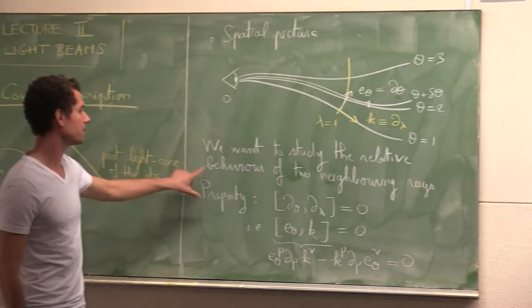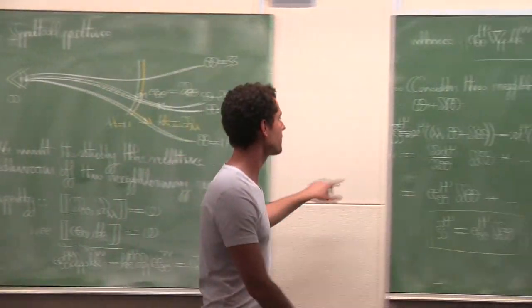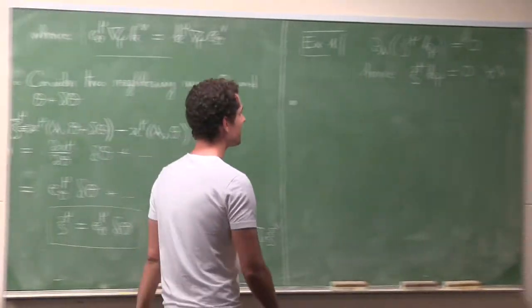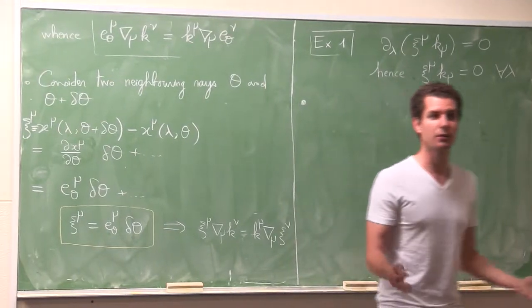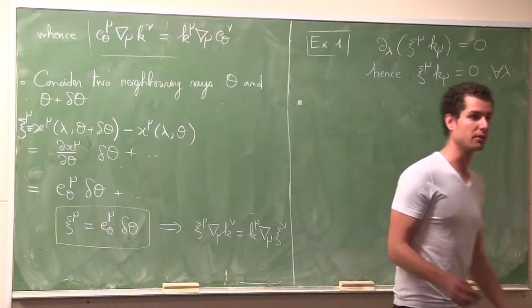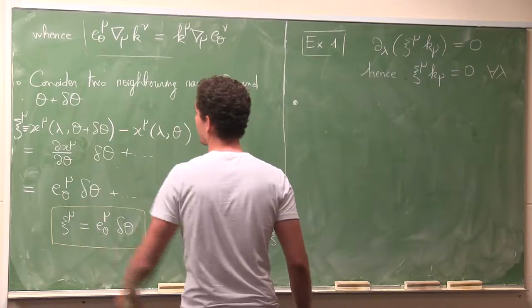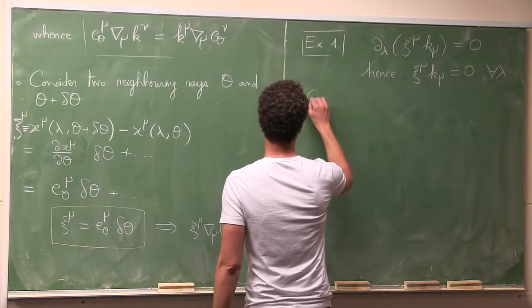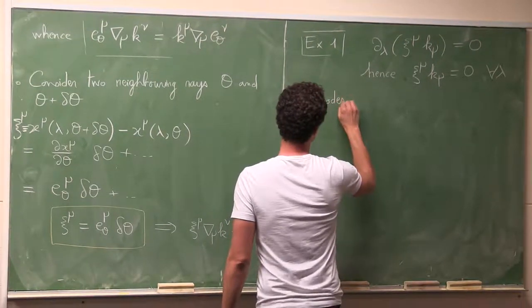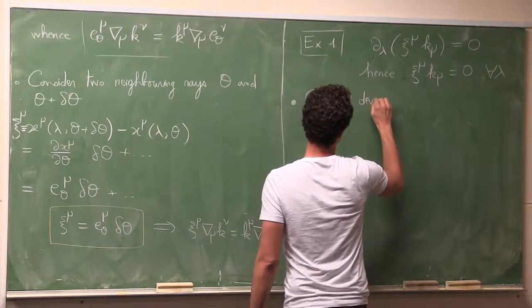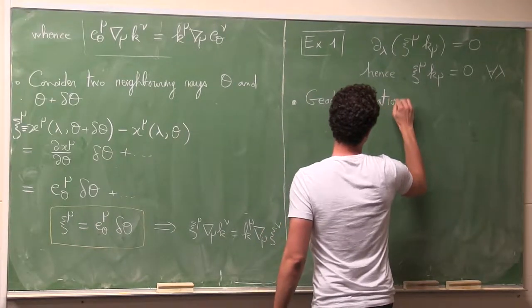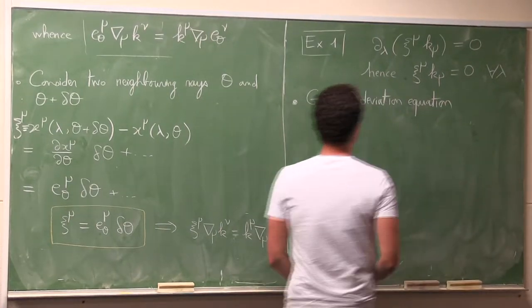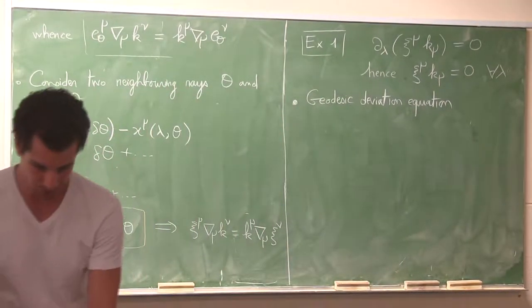We want to study the relative behavior of two neighboring rays, so we want to know how this thing evolves with lambda. And this is something that you actually all know, it is called the geodesic deviation equation. Because this quantity, the deviation vector, is precisely the one that is involved in the geodesic deviation equation. So let's do that. All right, let's derive this thing.